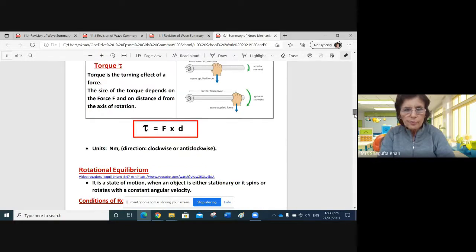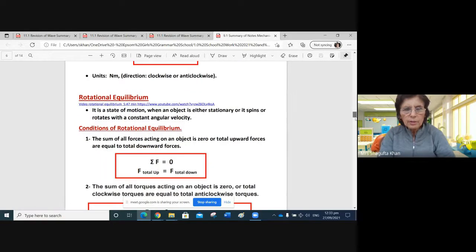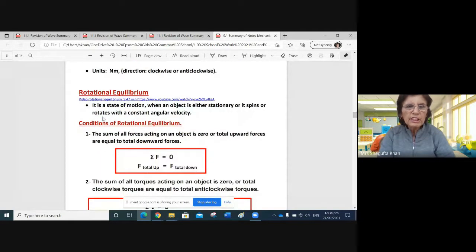Now, what is rotational equilibrium? Linear equilibrium is when an object moves at a constant speed, either down the slope or horizontally, and then the forces are balanced. Rotational equilibrium is when something is moving round and round at a constant speed, or it is stationary. So that's called rotational equilibrium. An object is either stationary or it rotates with a constant angular speed.